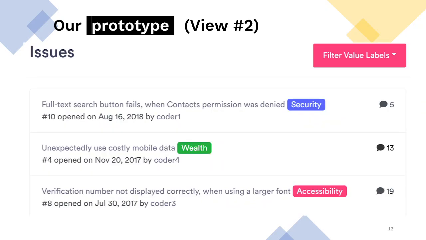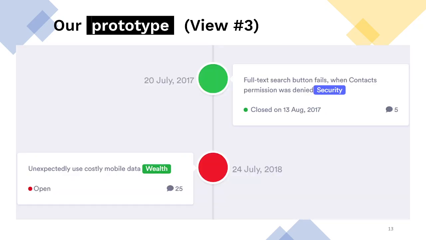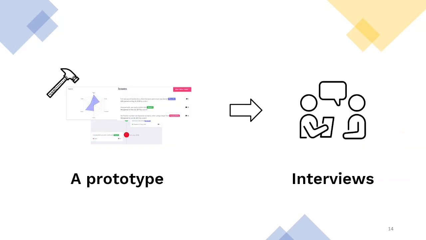In the second view, we adopted GitHub issues, where we display a value as a label on each issue where those values are identified. In the third view, we display issues where values are identified in chronological order. Here, we want to explore if the emergence order of values during development could benefit software practitioners. Afterwards, we demonstrated and conducted semi-structured interviews that involved 15 participants with various roles in software development. And here are the results.